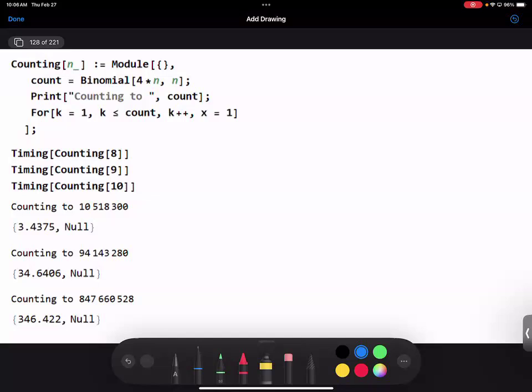That took on my dinky laptop 346 seconds. Anybody know roughly how long that is? Ballpark. About 6 minutes. These seem to be going up by approximately an order of magnitude. So to get up to 13, I would need another 3 of them. From 6 minutes, multiply by 1,000.